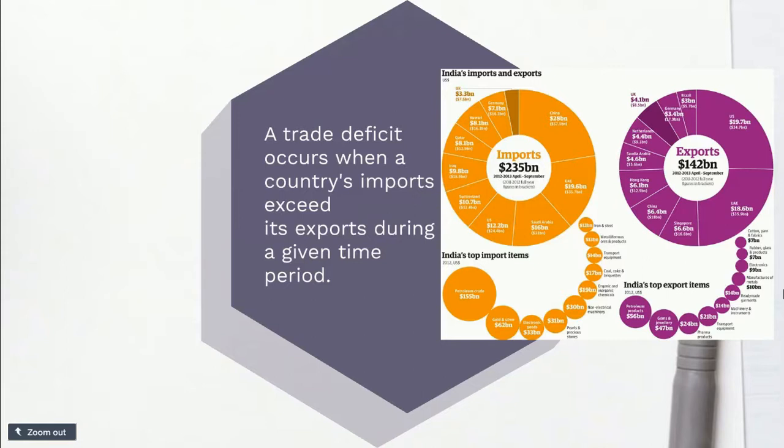The top imports of India are crude oil, gold, electronic goods, and machinery required for various industries. Whereas the top exports of India are petroleum products, gems, jewelry, pharmaceutical products, etc. So the imports of India are still high, and this amounts to a trade deficit.